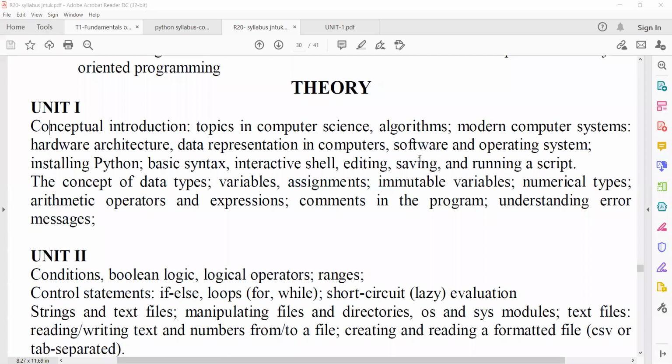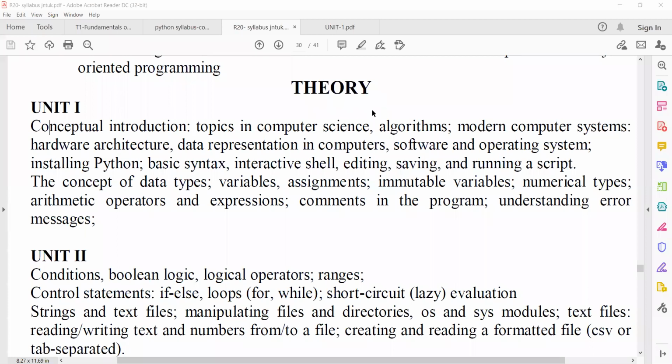Next, understanding error messages. In any programming language, while writing programs we will definitely face some errors. So we have to understand those kinds of errors and how to solve them. That is nothing but understanding error messages. So these are the topics that come under this unit 1.